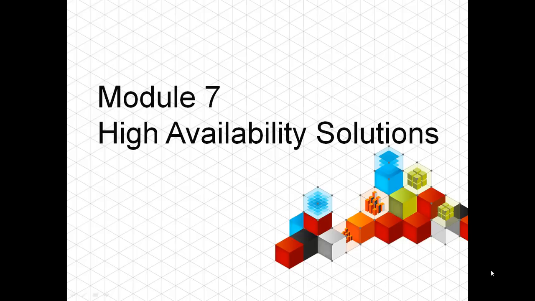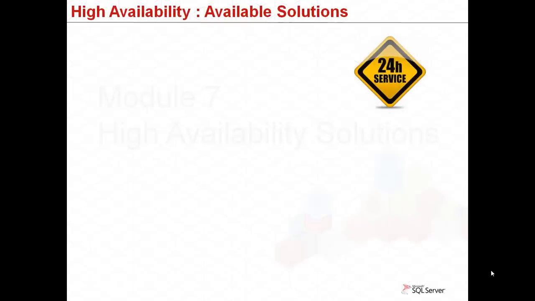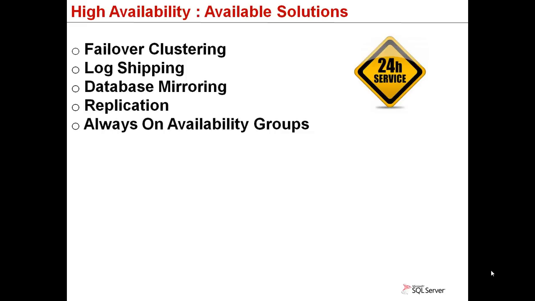Module 7. High Availability Solutions. The high availability solutions available for SQL Server technology are built to help critical applications reduce the downtime of databases and also to prevent data loss by offering contingency methods. Let's take a look at some of them now: failover clustering, log shipping, database mirroring, replication, and Always On.